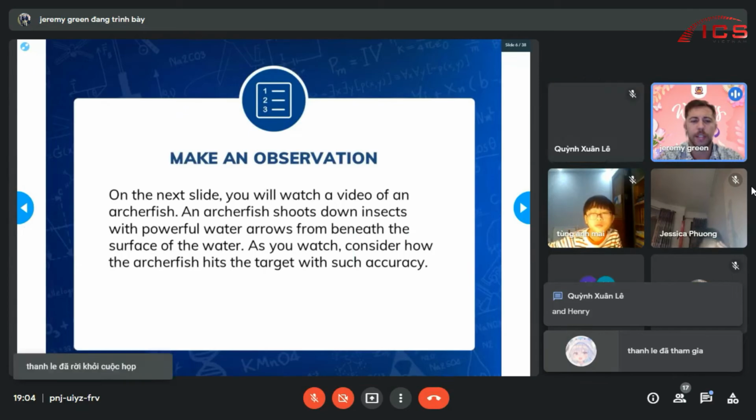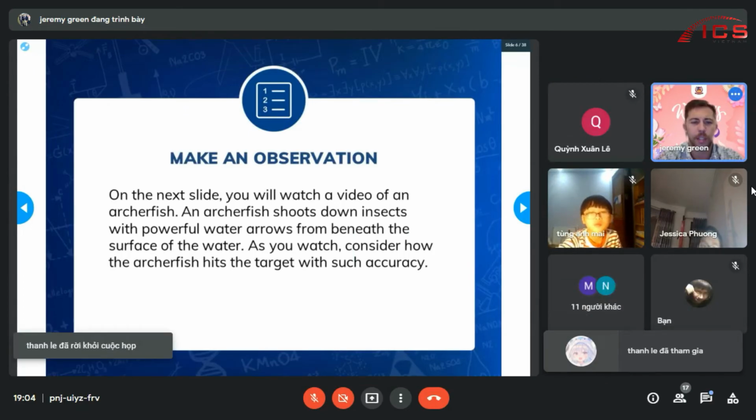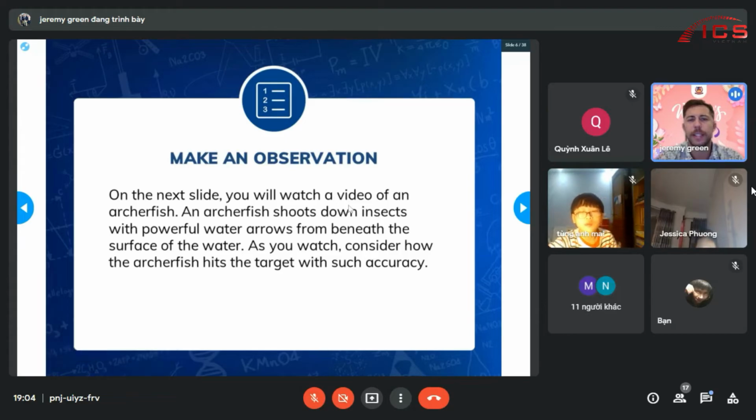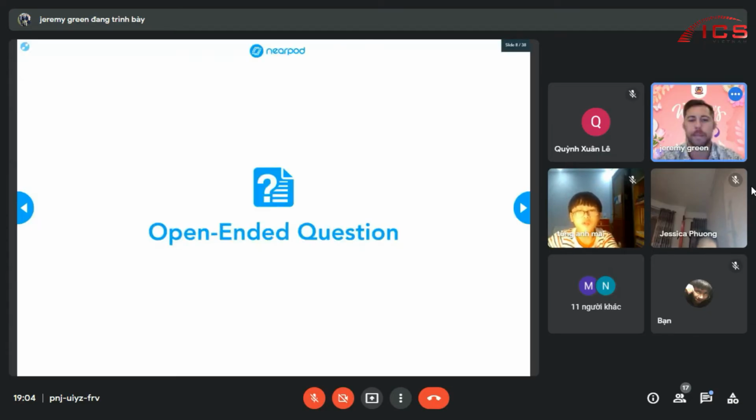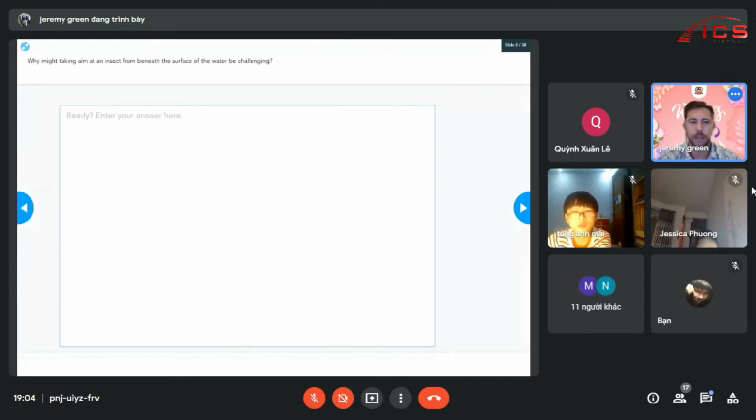Okay, everyone. So can you see why it's called the archer fish? Now you can see it hits with such accuracy. It hits the insects, and it is because it practices so much shooting at them. Now everyone, here is a question for us, and we will answer together.